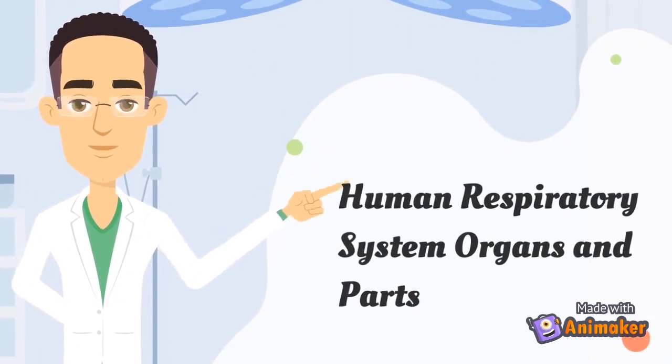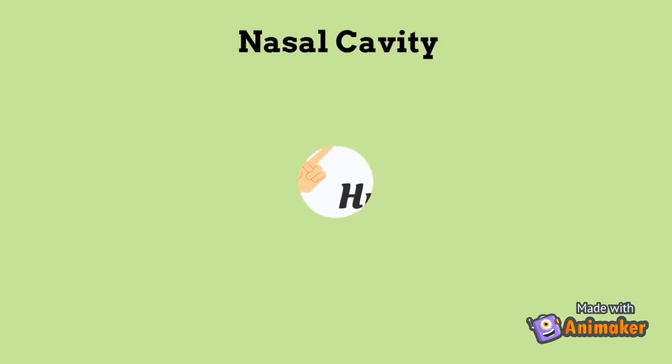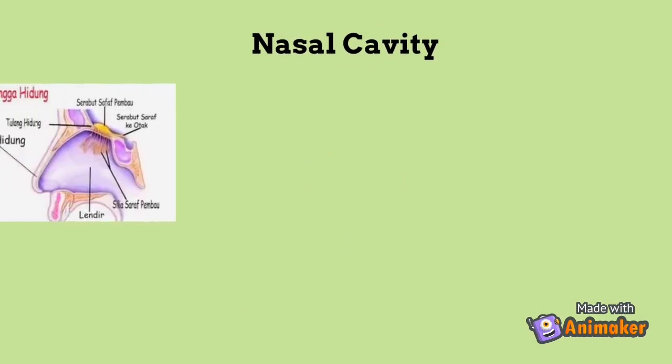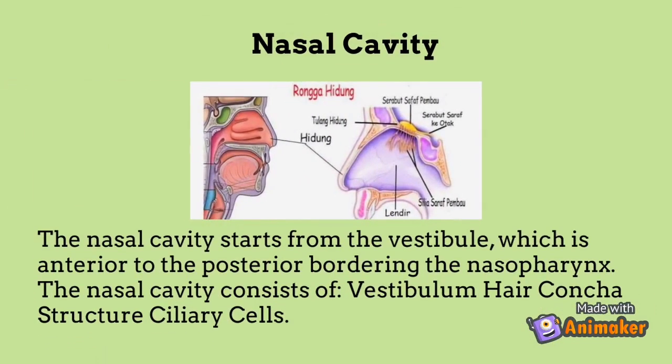Human respiratory system, organs and parts. Nasal cavity. The nasal cavity starts from the vestibule, which is anterior to the posterior, bordering the nasopharynx. The nasal cavity consists of 1. Vestibulum, 2. hair, 3. concha structure, 4. ciliary cells.